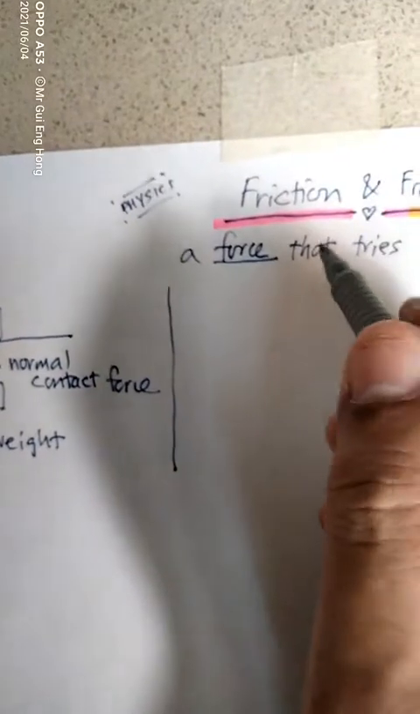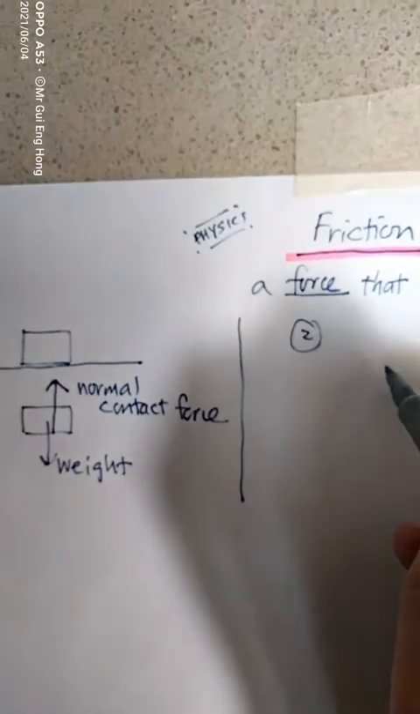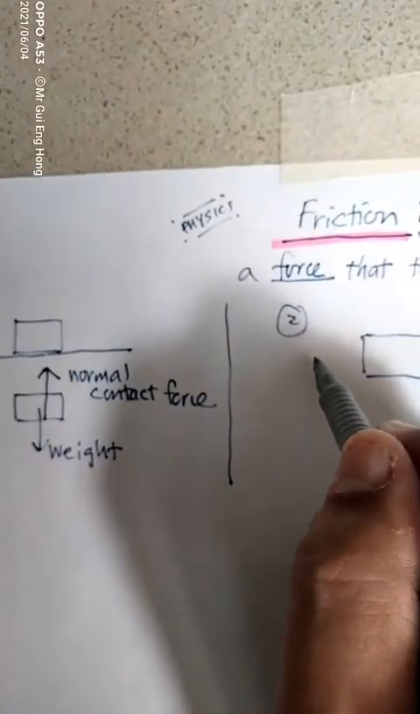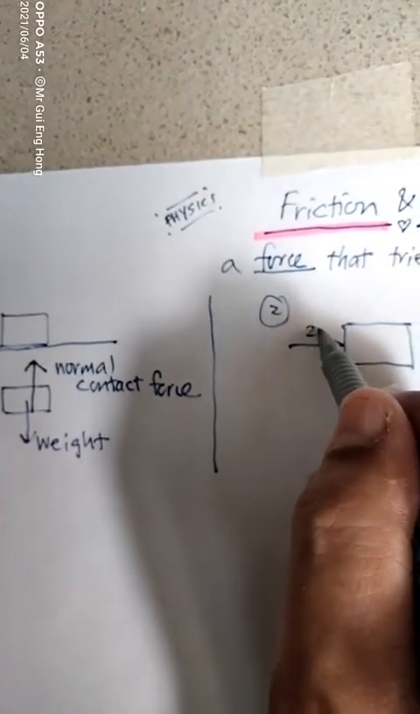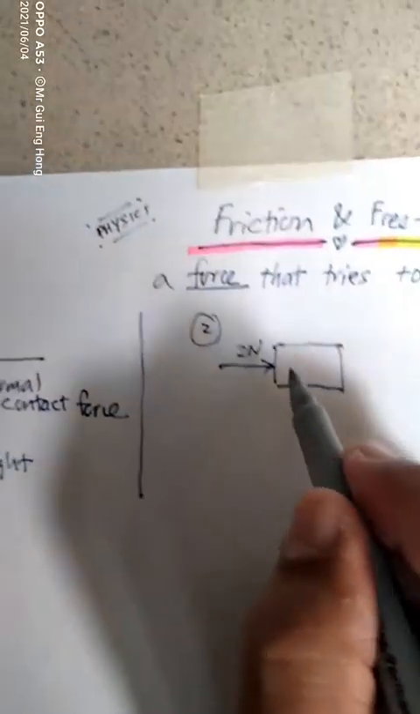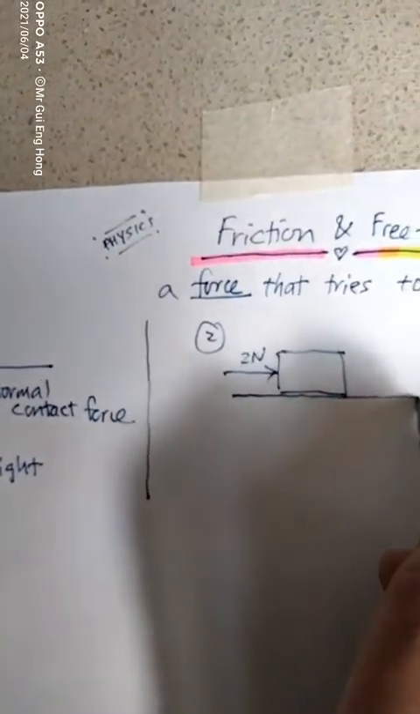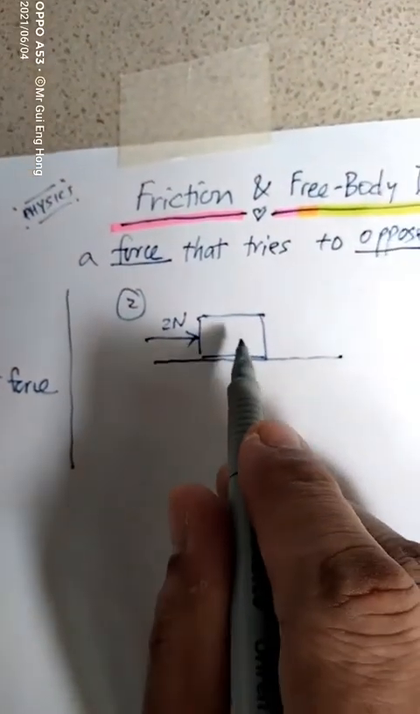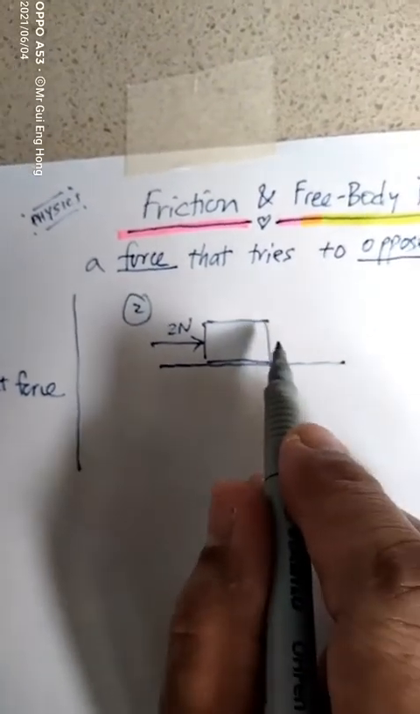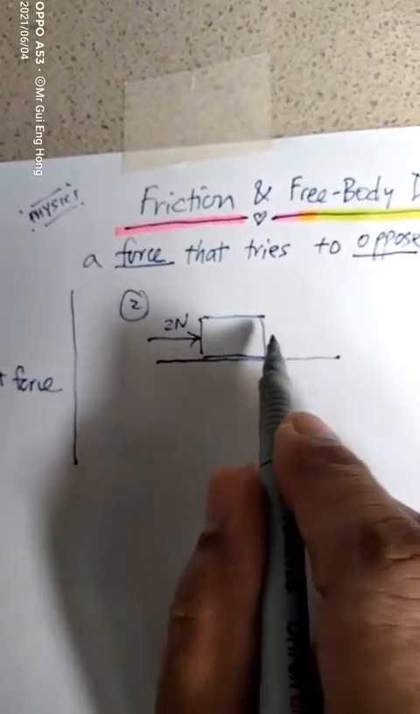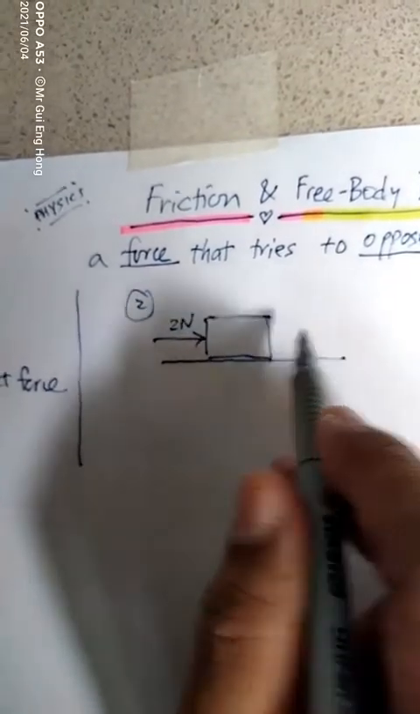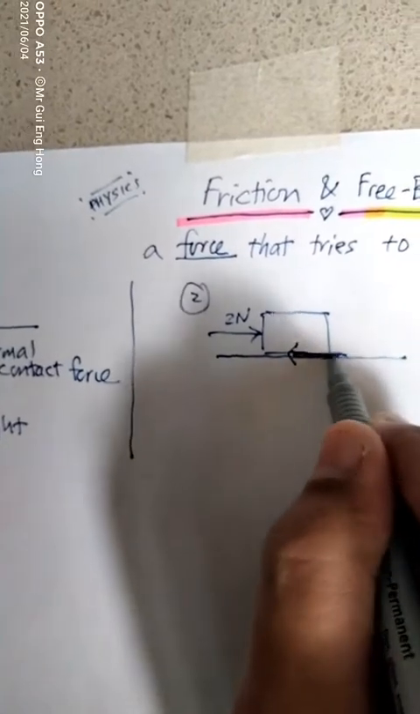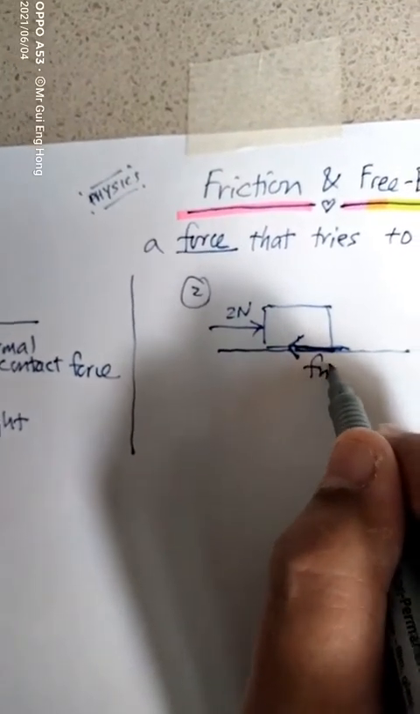Now for the second example, someone pushes the box on a rough surface. In this case there will be friction because the box is trying to move to the right. Whether it moves to the right or remains stationary, because the pushing force is to the right, the frictional force will exist at this surface, to the left.